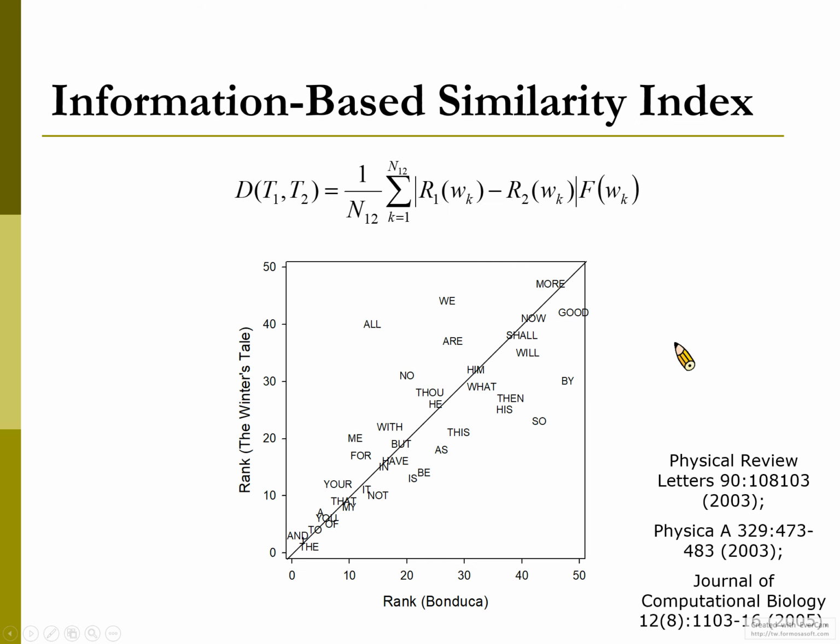Okay, so I defined a distance measure that I called the information-based similarity index. Then I published this paper in 2003 in Physical Review Letters, which is a very top journal of physics. It is also a very old journal of physics, and it has very profound applications.